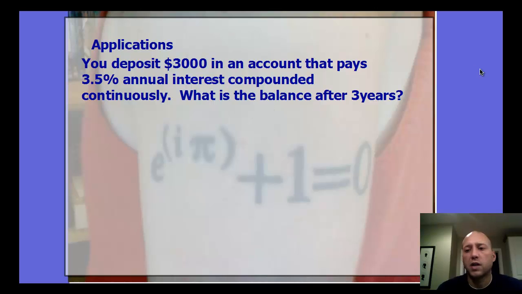So here's one more example, and I'll have this be your video problem to complete. And again, it says compounded continuously, so make sure you use the same formula.